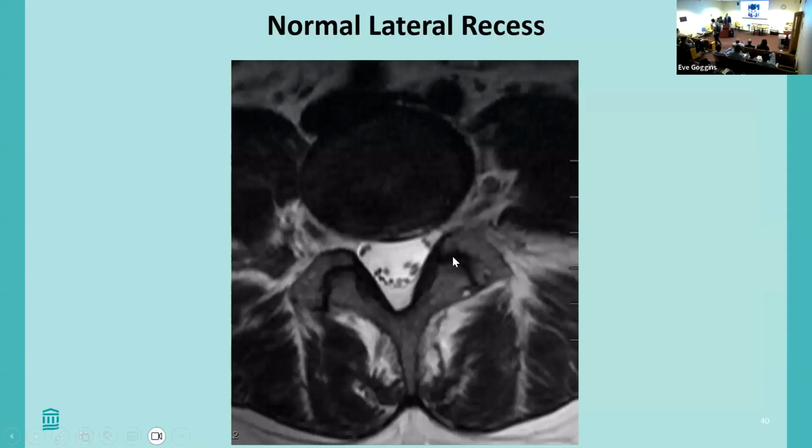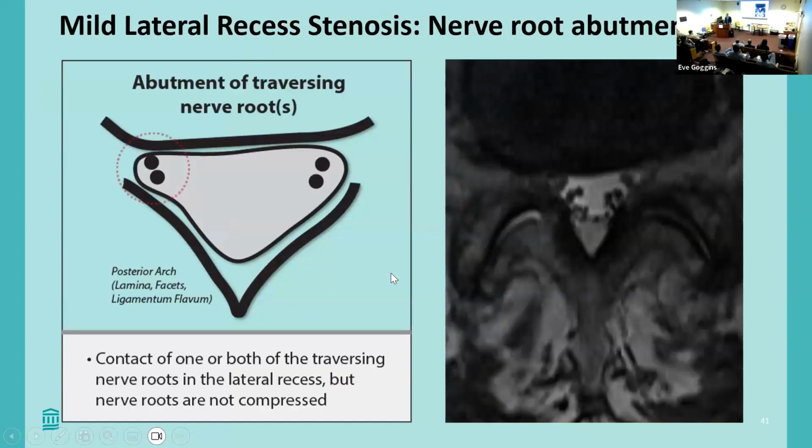So this is a normal lateral recess. What's not normal about the center? We do have a small disc bulge with an annular fissure here, but the descending nerve roots, you've got your dorsal and ventral nerve roots, sensory and motor nerve roots. These are normal. They're not touching anything. There's no stenosis here at all.